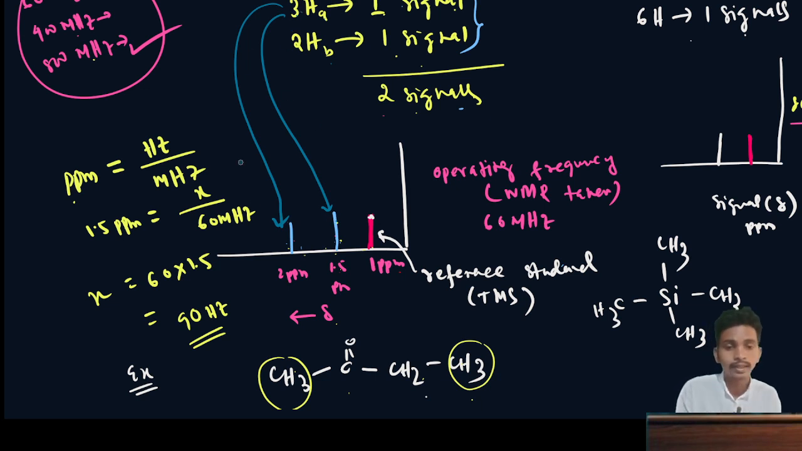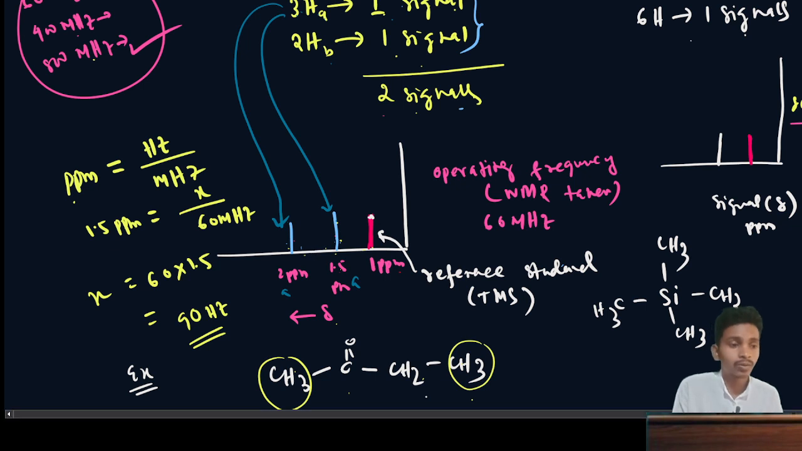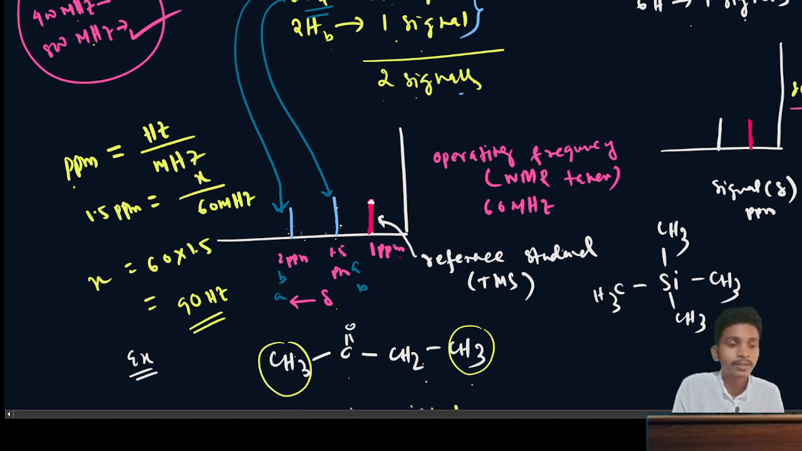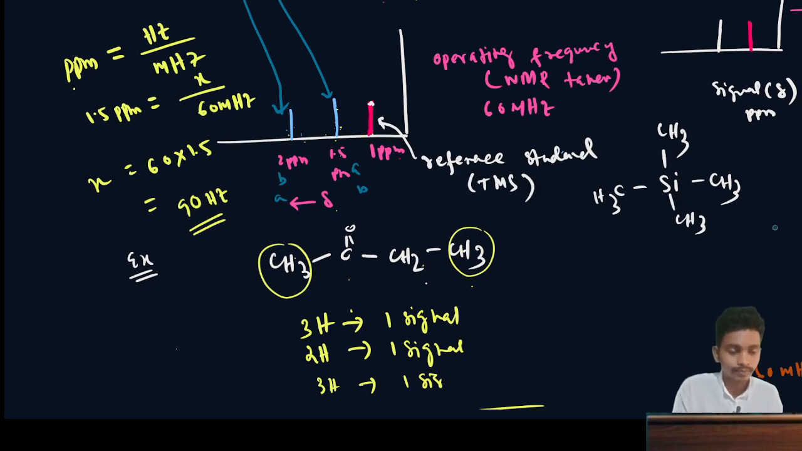To understand that, we simply write the two signals. Now I want to know that this is 3HA, so because of 3HA one signal has come. So is this A or this, which one? To understand whether this is A or this is B, or it may be this is A or this is B, how will we identify which signal has come for these particular protons? For that, let's look at an example.